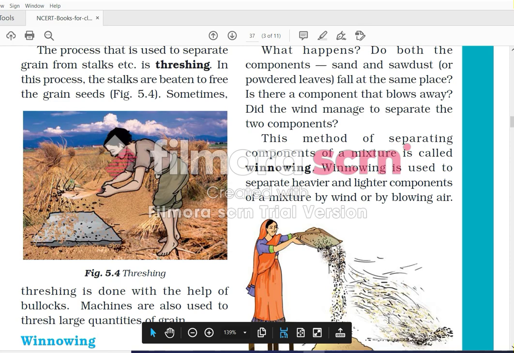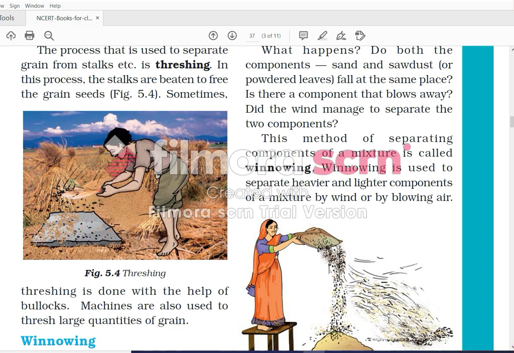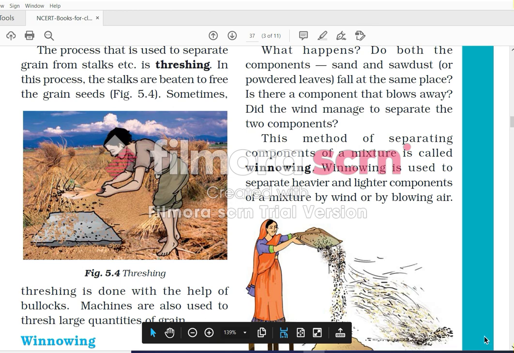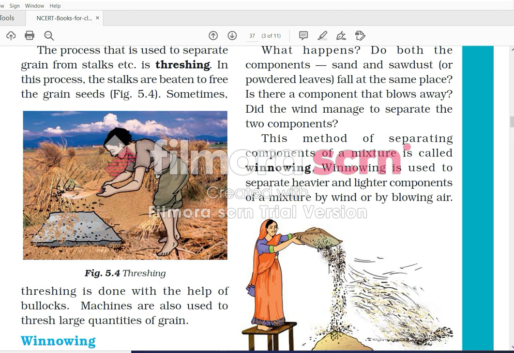The process that is used to separate grain from the stalk is threshing. In this process, the stalk is beaten to free the grain seed. Sometimes threshing is done with the help of bullocks. Machines are also used to thresh large quantities of grain. In other words, threshing is a process where the bundle is beaten with the hands or with a machine, so that the seeds are separated from the harvest.